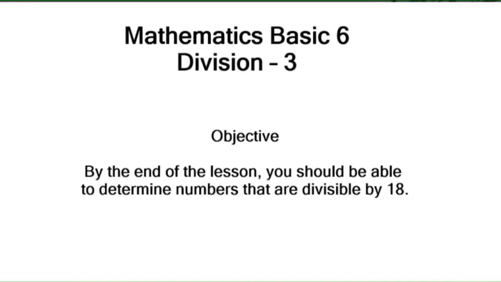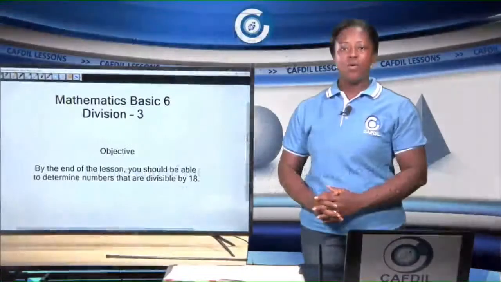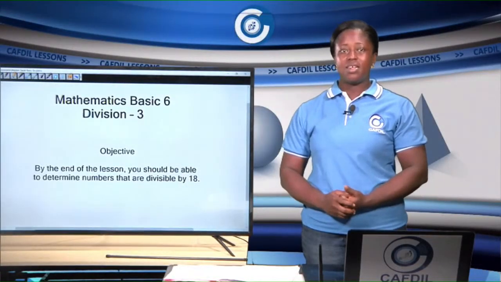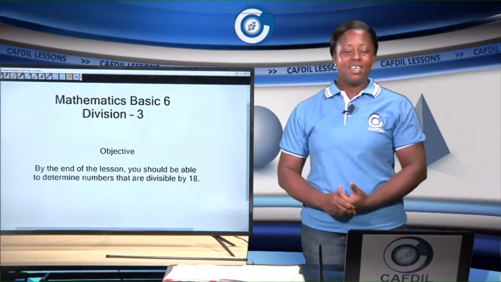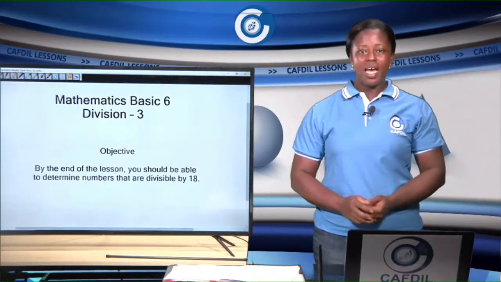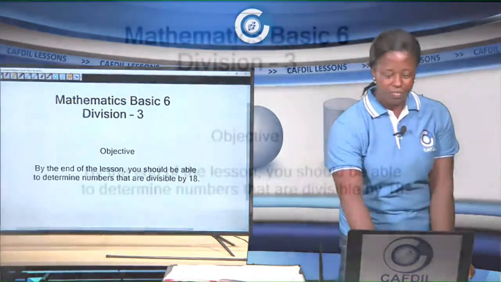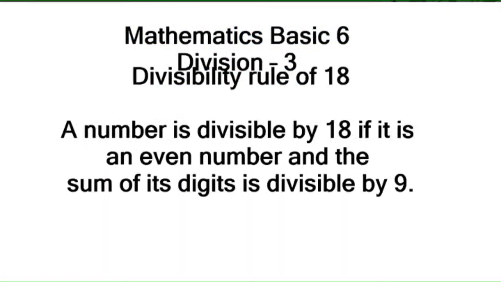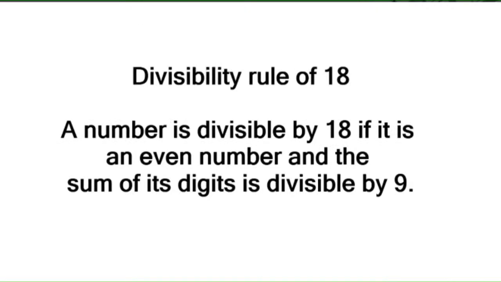We are to determine numbers that are divisible by 18. Before we can do that, there is a rule that we must follow. And what is that rule? That rule is the divisibility rule of 18. So let's look at the rule. Divisibility rule of 18, or the divisibility test of 18.